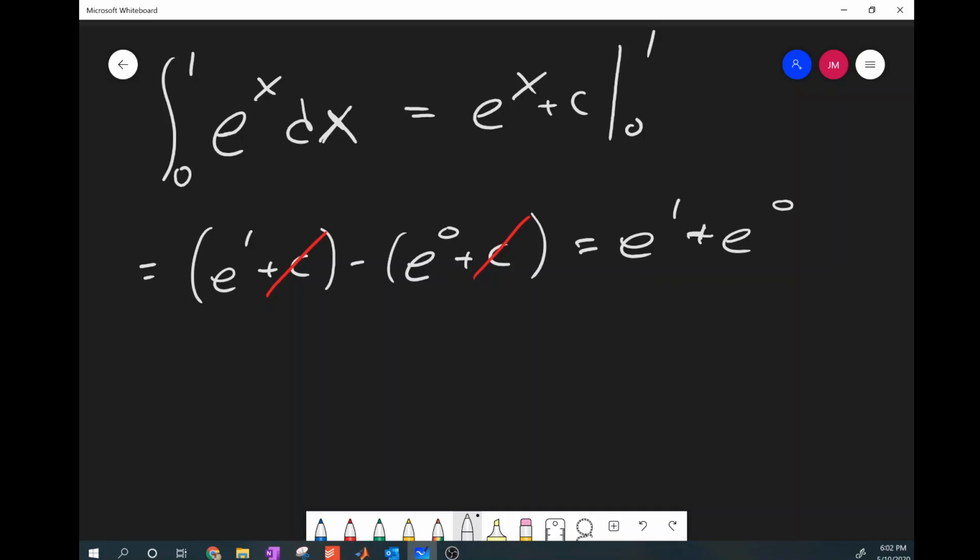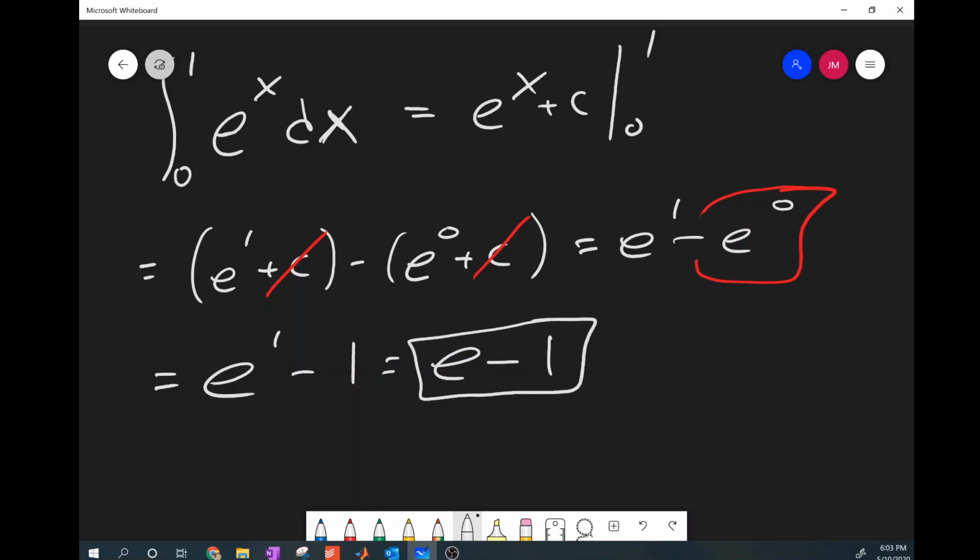Now the thing about exponential functions is we don't like to leave them in this form. When we have things we can simplify, we need to simplify them. So here, I have an e to the 0, and anything raised to the 0 power is 1. So then this would just equal e to the 1 minus 1, but we don't like to have things to the 1 power, so that's just e minus 1. And that's the antiderivative of e to the x from 0 to 1. Let's try another one.